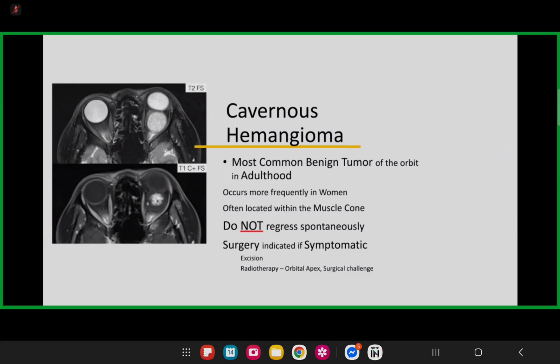Okay, so the lesion is located within the muscle cone and it produces subsequent proptosis. If you look at the CT scan, there are two round shaped structures on the left eye. The inner structure is your cavernous hemangioma. As mentioned, it's located within the muscle cone. You have to locate the muscles and see the lesion within or entrapped within the muscles.